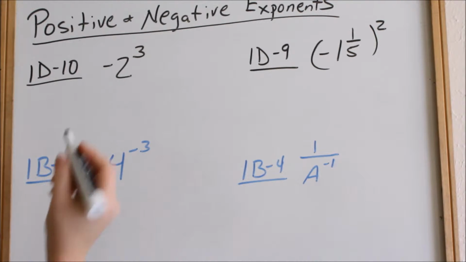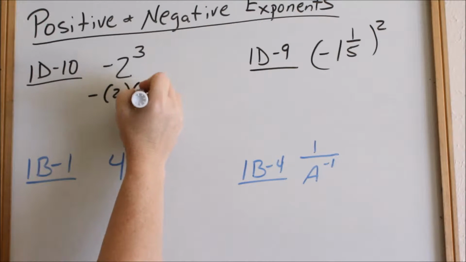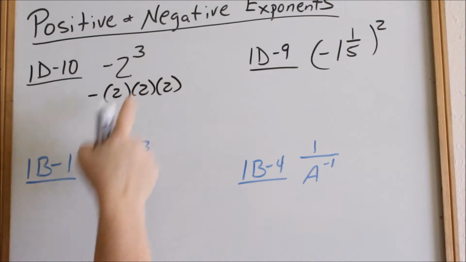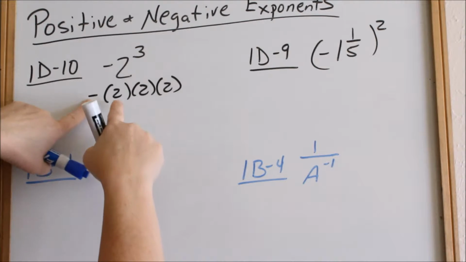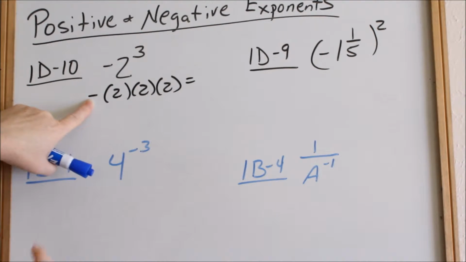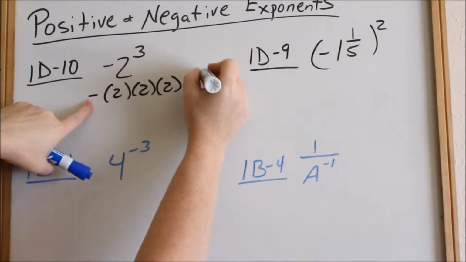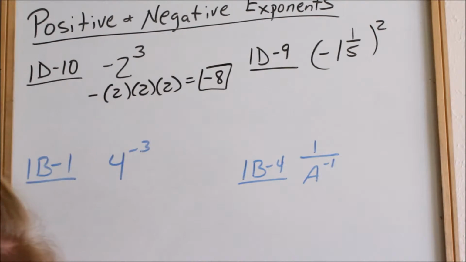So basically this is like negative 2 times 2 times 2. Remember, 2 cubed is 2 times 2 times 2. The negative stays in front. 2 times 2 times 2 is 8. This is not 2 times 3. 2 times 2 is 4, times 2 is 8. The negative stays in front. That's negative 8.